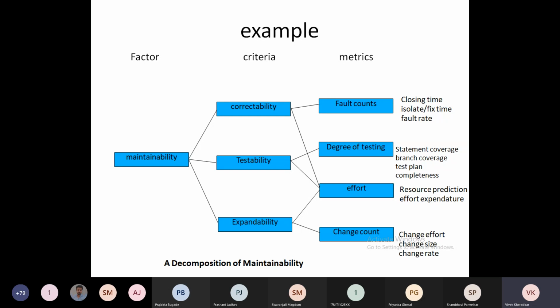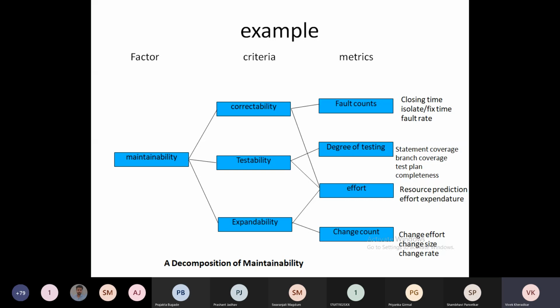For correctability, we can measure the metrics with the fault count and effort. For testability, we can measure with the degree of testing and effort. Likewise, we have the metrics and their relationships by which we can measure the criteria. And once you measure the criteria, that will help to measure the factor which we want to measure. And this approach is called the decomposition approach for measuring maintainability. Likewise, whenever we have defined a model, whether a fixed model or our own model, everywhere we have this decomposition approach.